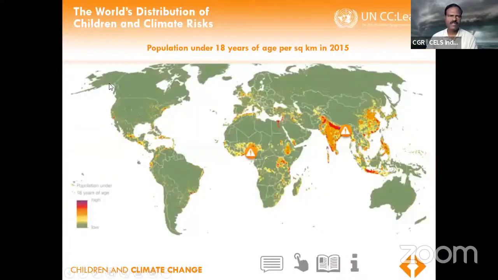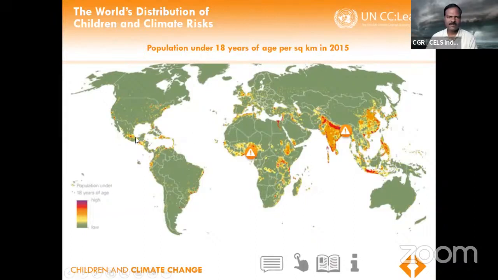So the biggest impending disaster is induced by the climate change factor. If you see even the world's distribution of children and climate risk, you could see the majority of children are in the highly populous countries and in Asian countries. Also in less developed countries, we find more children. Say in Africa, we can find many. In India, we have China and Southeast Asian countries. Even some in Mexico and Central America, South America. So this distribution is there.